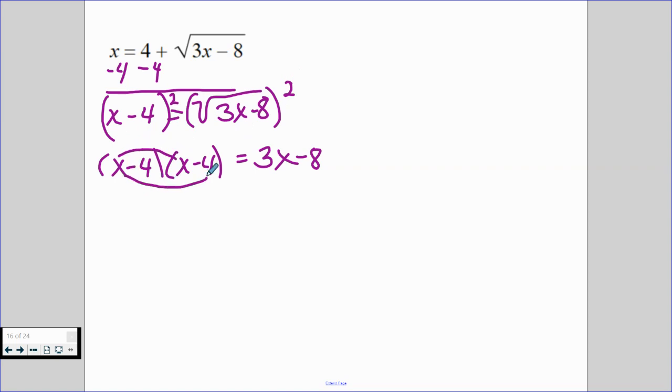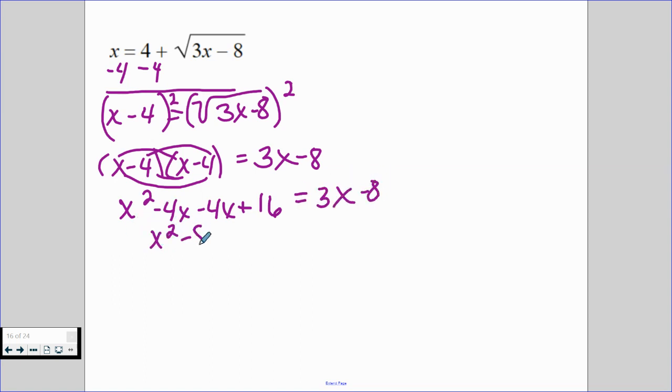And here we need to distribute each term, so we're going to FOIL it. First, outers, inners, last, making sure we multiply each one. And over here, we're just going to leave our 3x minus 8 to combine our like terms on this side. And we are left with a quadratic, so we want to make sure we have it equal to 0. So I'm going to move everything on this right side of the equation over here.